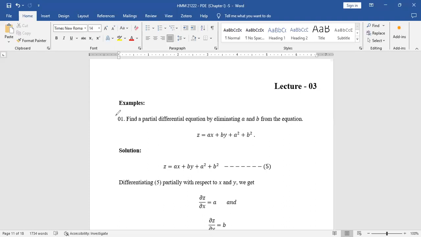Okay, so first example for the derivative of arbitrary constants, we have this equation. Let's say, find a partial differential equation by eliminating a and b from the equation. This is the equation they have. So this is a solution. See, they have a, b, and some x and y. So this is our solution equation. From this, we're going to form our actual partial differential equation. This is what they asked to find.